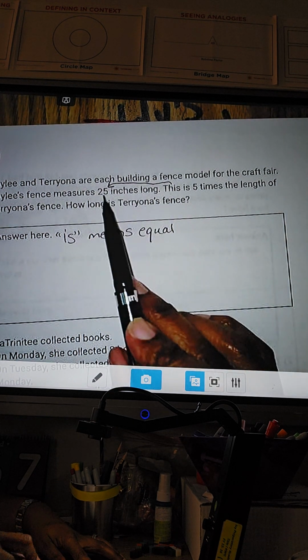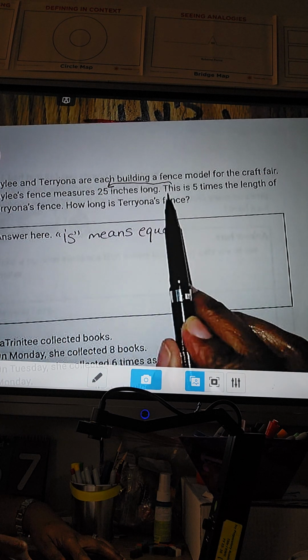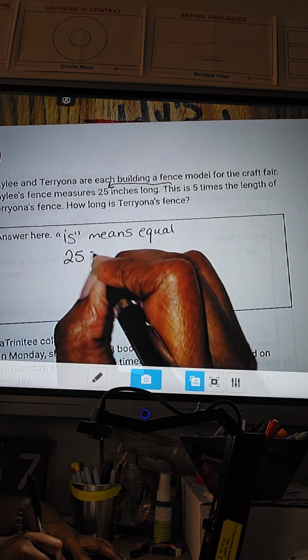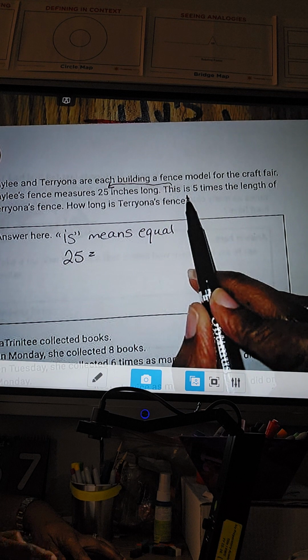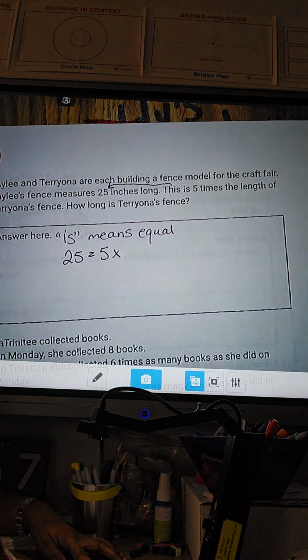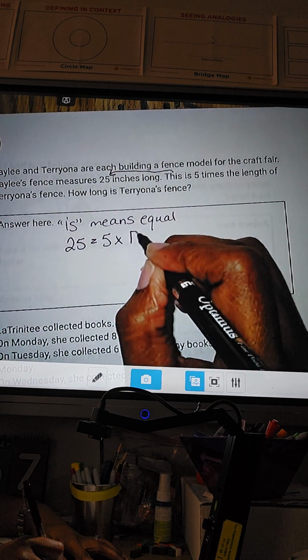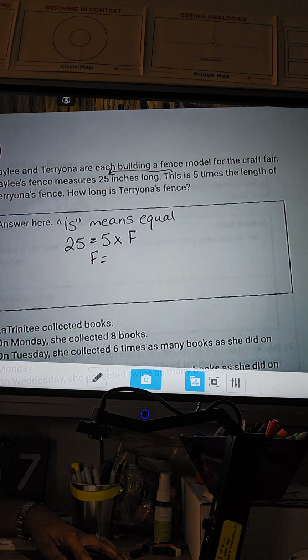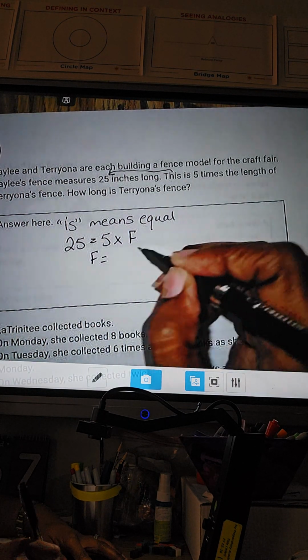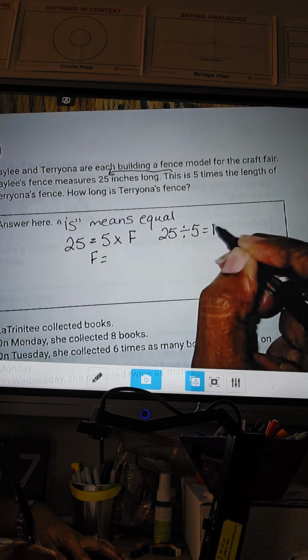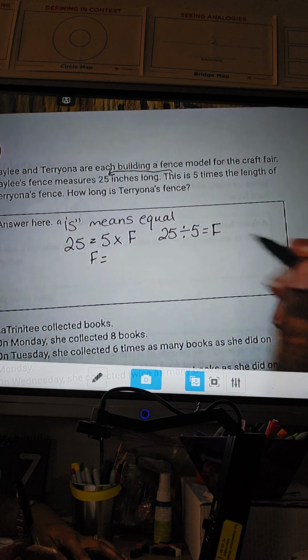So when I see this is, it represents the number 25. So when you see this is, go back to the number that's in front of it or the sentence in front of it, and you can see that 25 equals, or 25 is 5 times the length of Terriana's fence. So 5 times what? We have a variable to represent the fence. So 25 equals 5 times what? Or we could say 25 divided by 5 equals F. We know that 25.